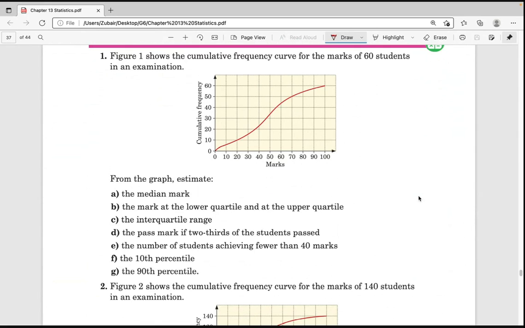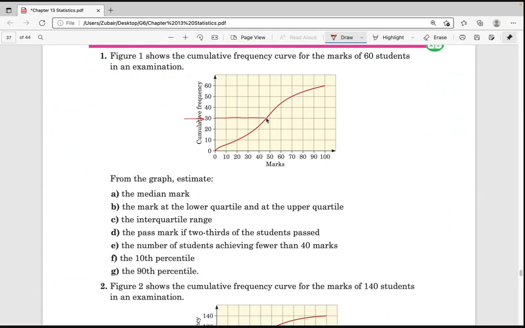Question number 1. Figure 1 shows the cumulative frequency curve for the marks of 60 students in an examination. From the graph, estimate the median mark. 30, no, wait, 30. 46, 46 something, yes. So median is around the 50% mark.